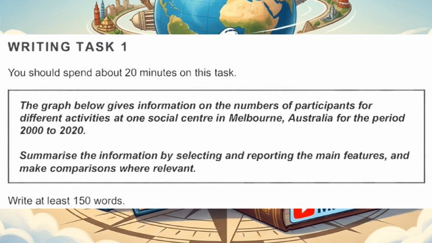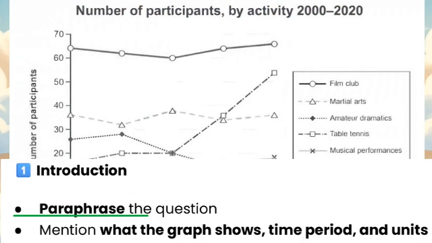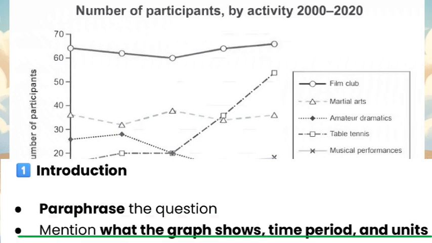Let's start writing. I'm going to write the answer in 4 paragraphs. First, introduction. 1. Paraphrase the question. Rewrite the original prompt using synonyms and different sentence structures to avoid copying word for word. 2. Mention what the graph shows, time period, and units. What the graph shows, the main subject or topic, time period, the specific years or dates covered. Units. How the data is measured, for example, percentages, millions of dollars, kilograms.